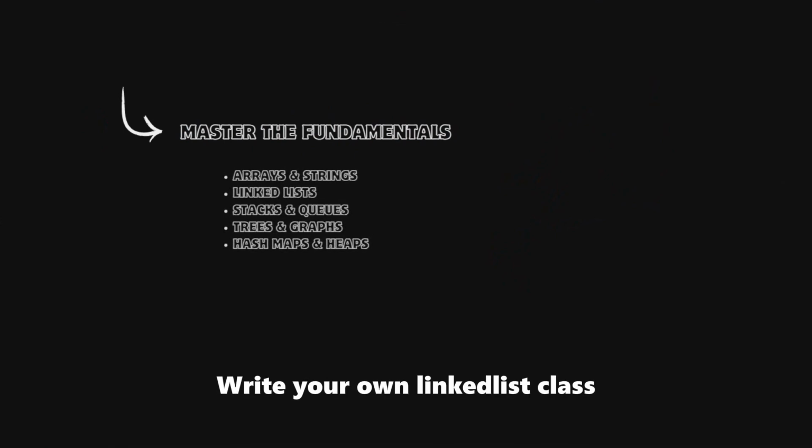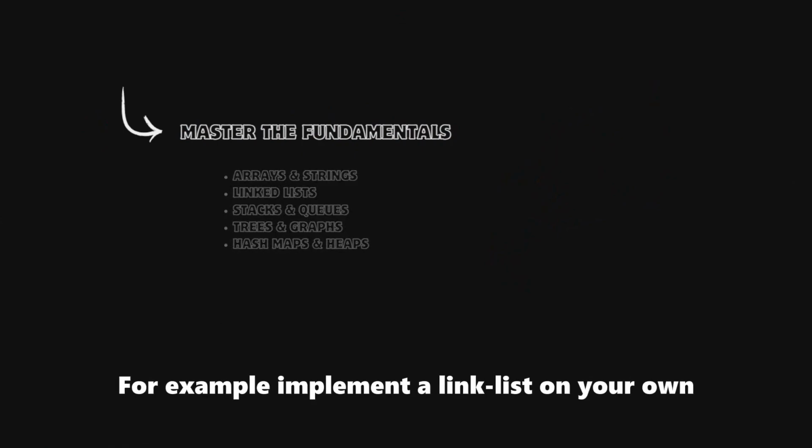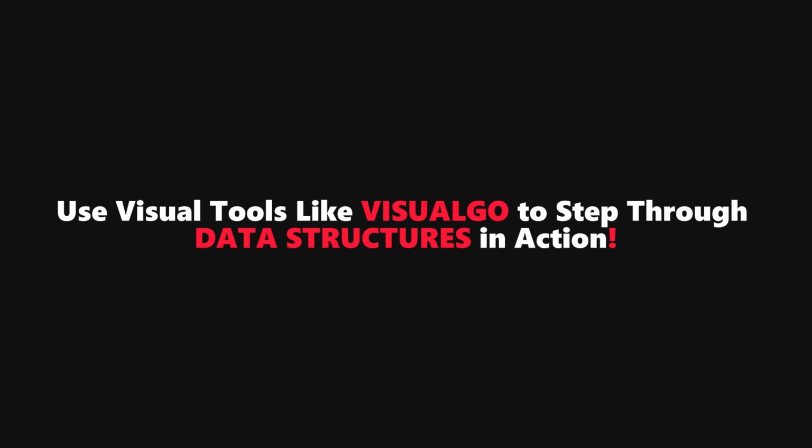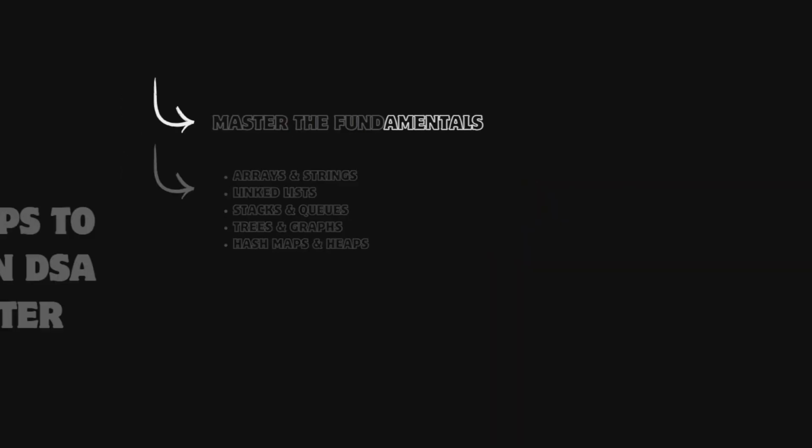Write your own linked list class, build a tree, and manually traverse it. For example, implement a linked list on your own. Visualize insertion and deletion with arrows. One pro tip: use visual tools like VisualAlgo to step through data structures in action.